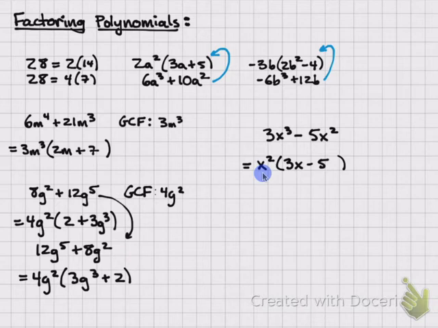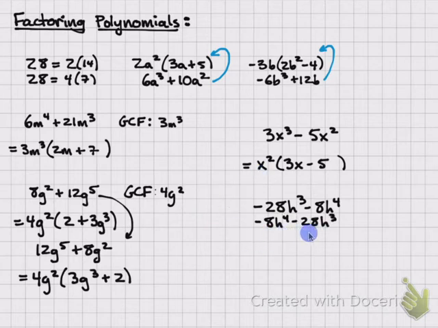I want to do one more. Okay, so how about negative 28h to the third power minus 8h to the fourth power? First things first, let's go ahead and put this right into standard form because we know that's a good idea. So negative 8h to the fourth minus 28h to the third. Now, both of these terms have negative coefficients, but for right now, let's just forget about those negative signs and concentrate on the greatest common factor of 8 and 28. I think their greatest common factor is going to be 4. So 4 is going to be part of our greatest common factor.